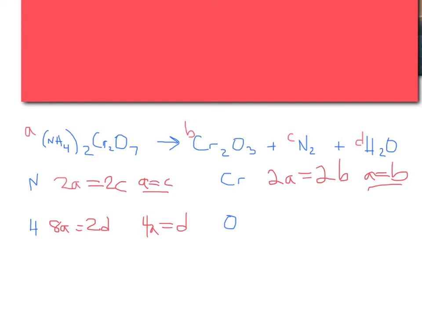So for oxygen, we have 7A, 7 times A, equals 3B plus D.